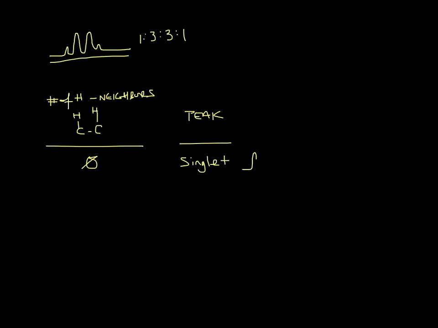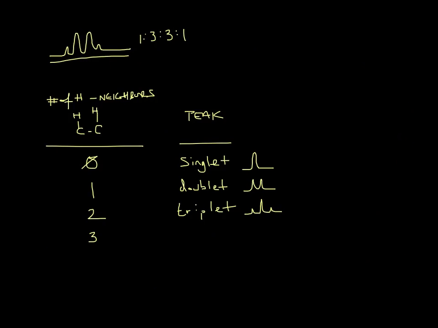which would just look like this. It's what we've always considered up to this point. If you have 1 hydrogen neighbor, you would get a doublet. And the doublet looks like this. 50% to the right slightly, 50% to the left slightly. If you have 2 hydrogen neighbors, it would be a triplet. And a triplet was ratio of 1 to 2 to 1, just like that.